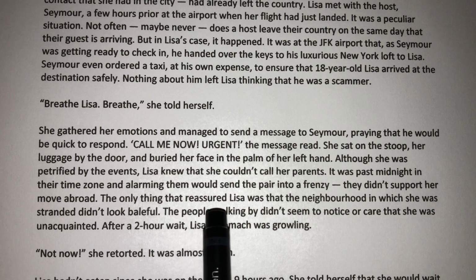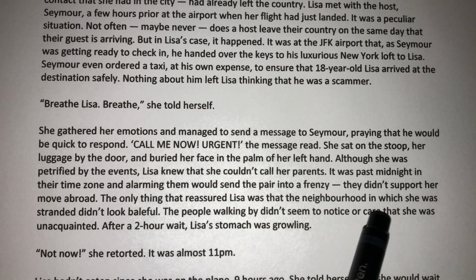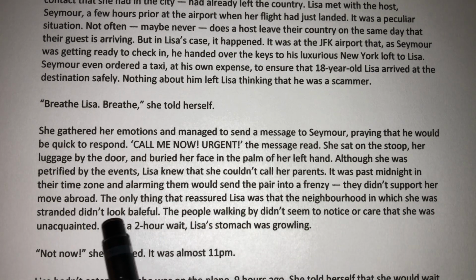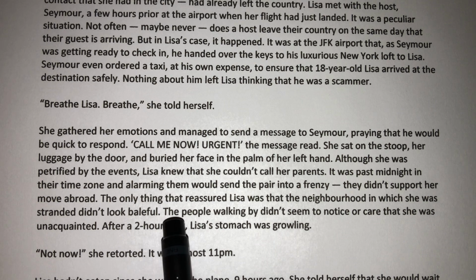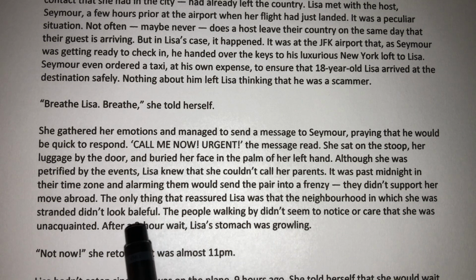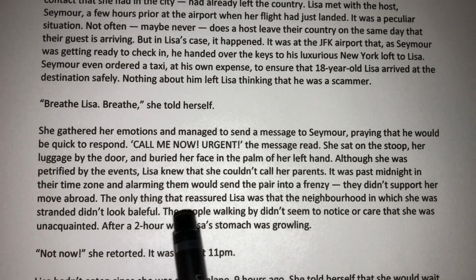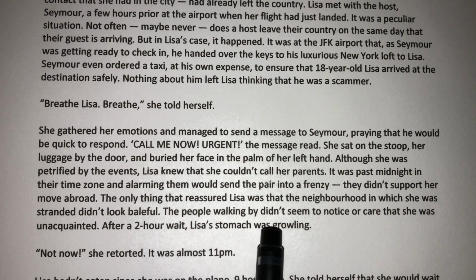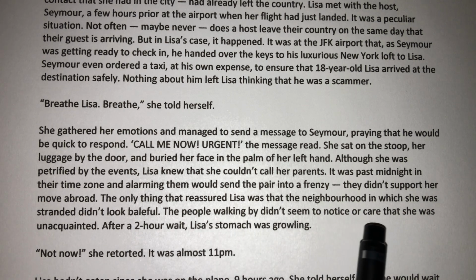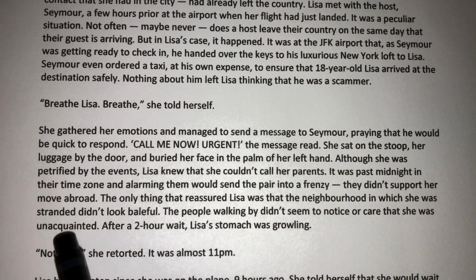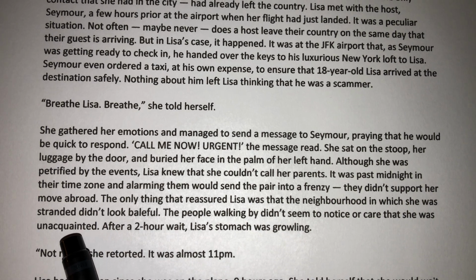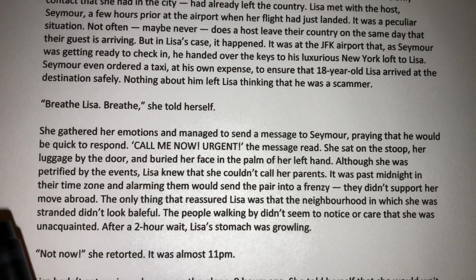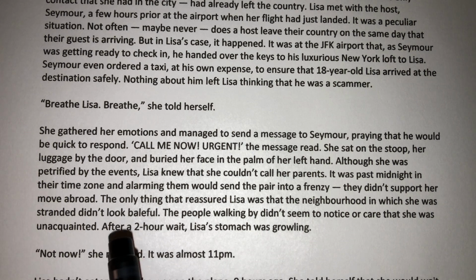The only thing that reassured Lisa was that the neighborhood in which she was stranded didn't look baleful. So baleful means didn't look good, dangerous, scary, or threatening. Okay? The people walking by didn't seem to notice or care that she was unacquainted. Unacquainted meaning that she wasn't from the area, she's a stranger.